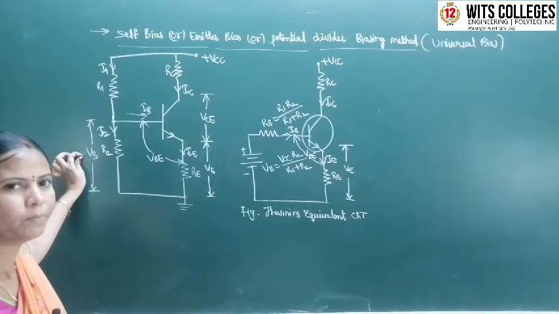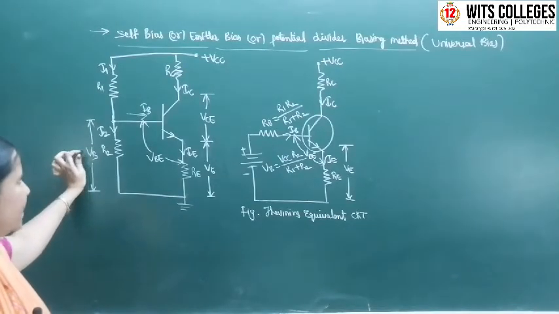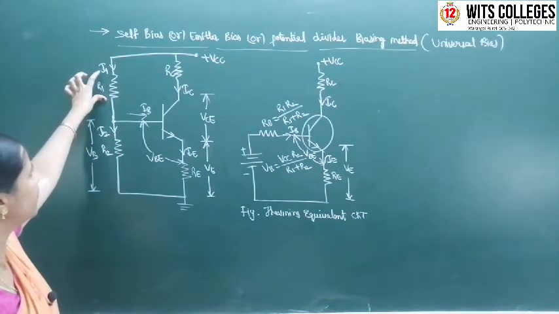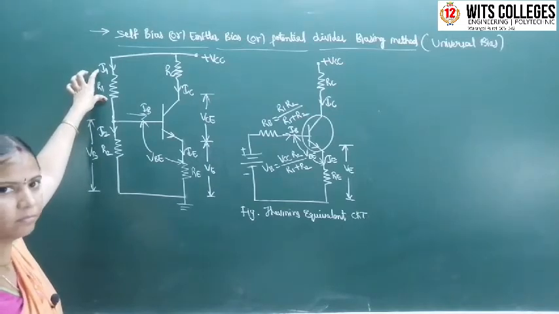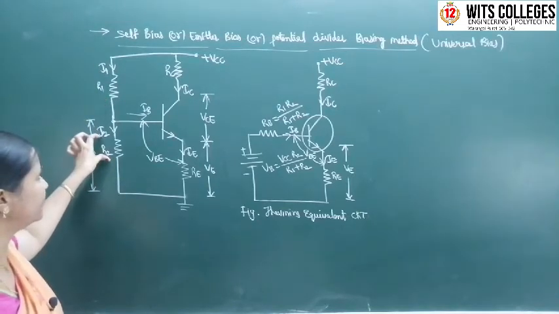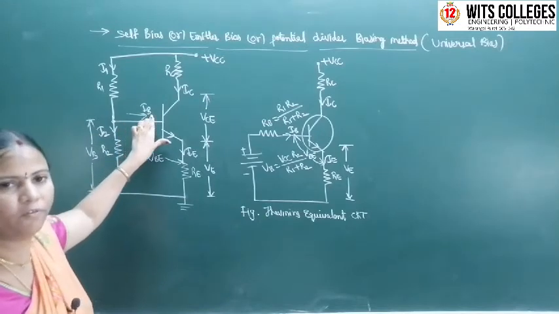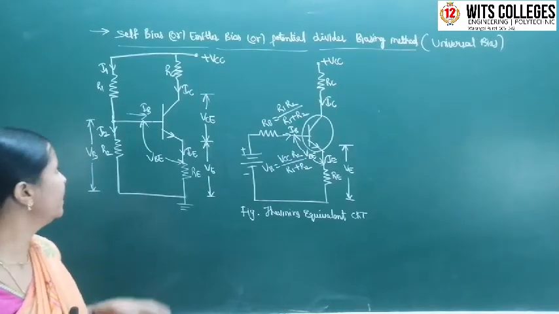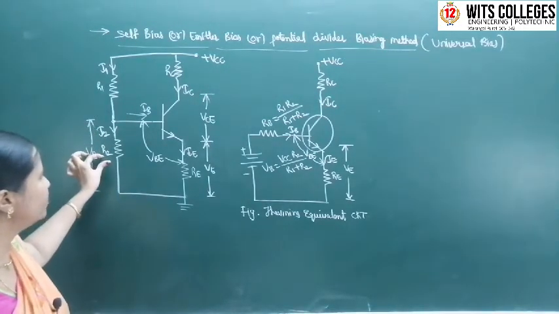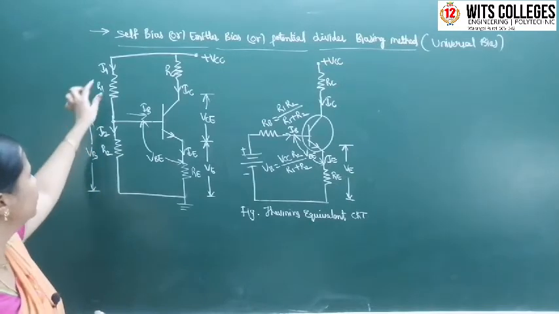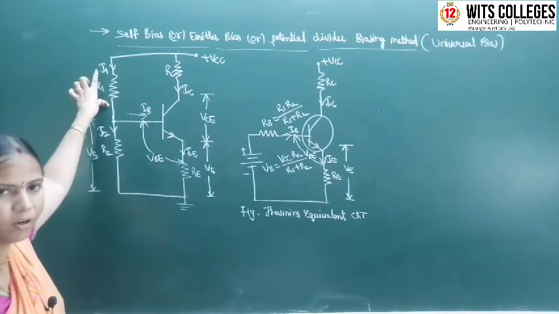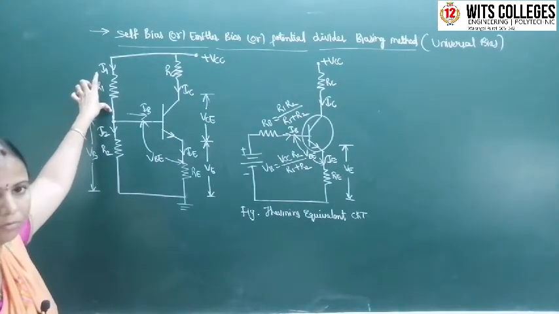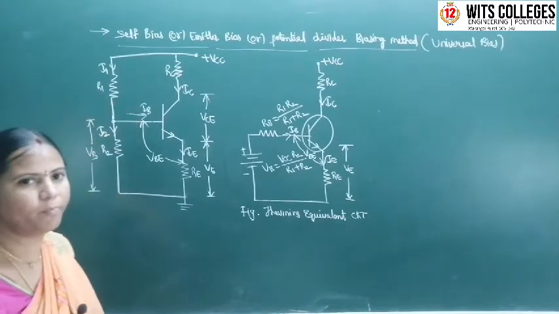This base voltage will provide the forward bias to the base emitter junction. The current across the resistor R1 is I1, and the current across the resistor R2 is I2. But because of the small value of IB, the base current is small. That's why the current through the resistor R2 can also be taken as I1 only. So the current through the resistor R2 is also I1, because of the small value of base current.